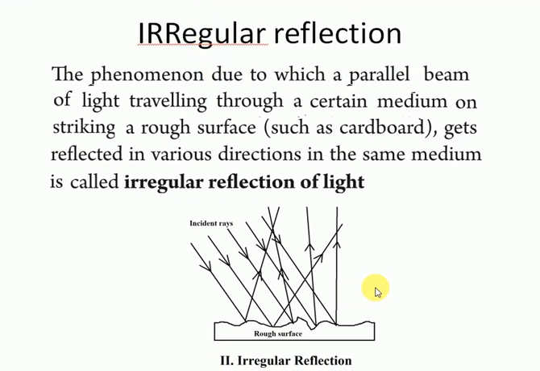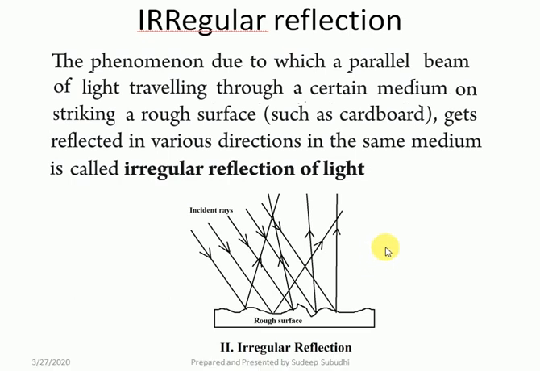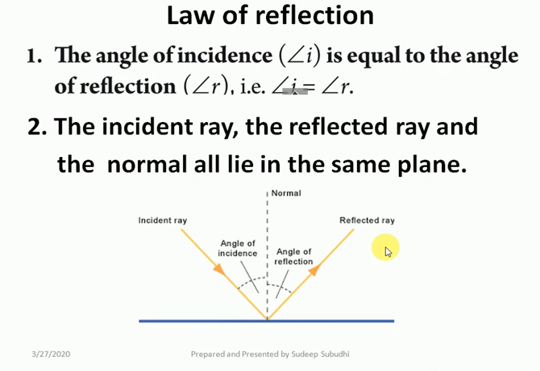Now that we have understood the types of reflection, and the basic terms related to the reflection of light, let us state the laws of reflection. There are two laws of reflection. First, the angle of incidence is equal to the angle of reflection. Second, the incident ray, the reflected ray, and the normal all lie on the same plane.